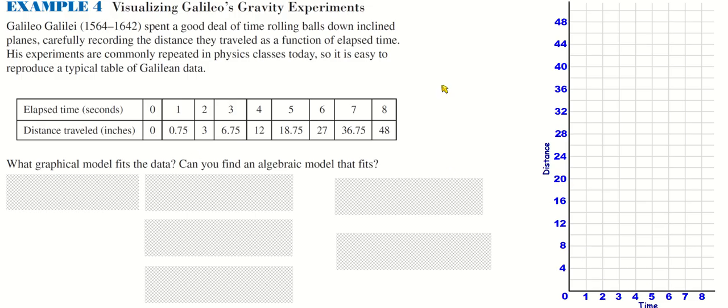And then once you go ahead and plot all these points, take a look at that. How do you like them apples? Would you call this a line? No. Looks like a parabola.